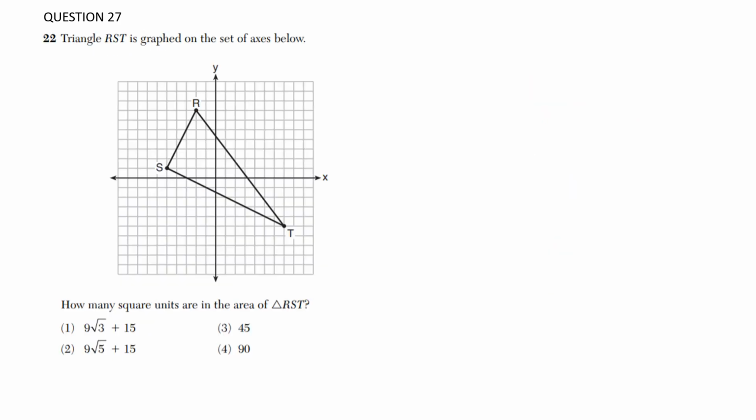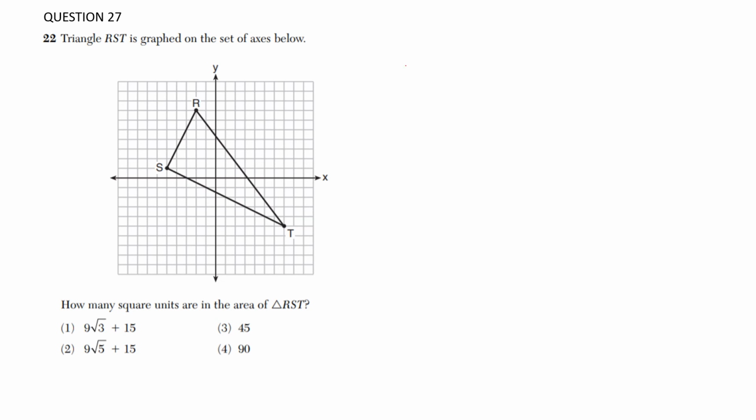Question 27. This puts us in our geometric properties type of questions. Triangle RST is graphed on the set of axes below. How many square units are in the area of triangle RST? Now this is a multiple choice question, so you don't have to show all your work, of course, but we can be a bit thorough.